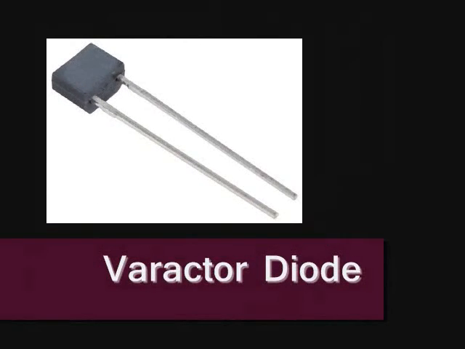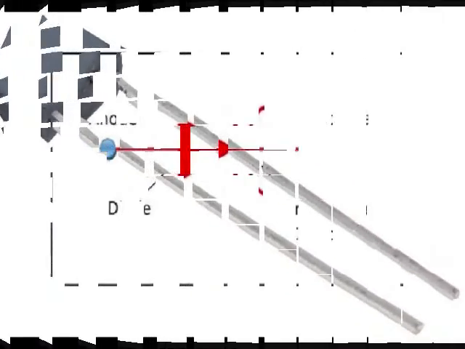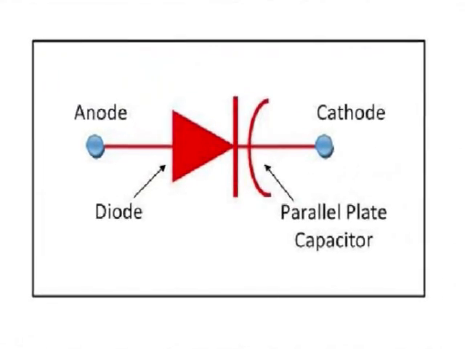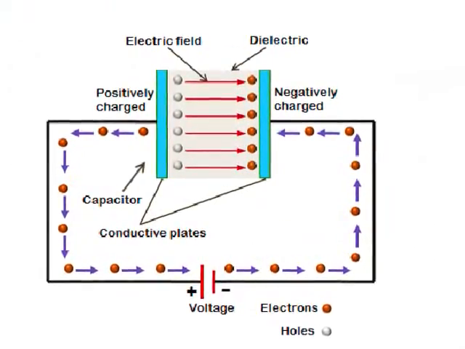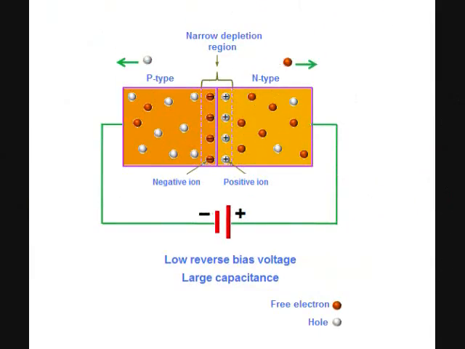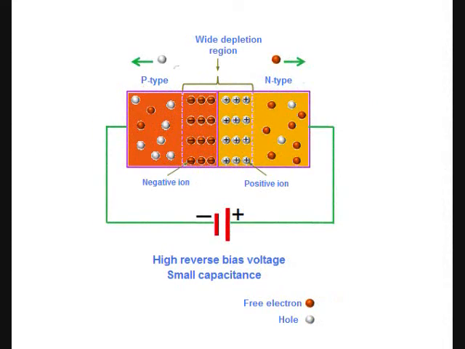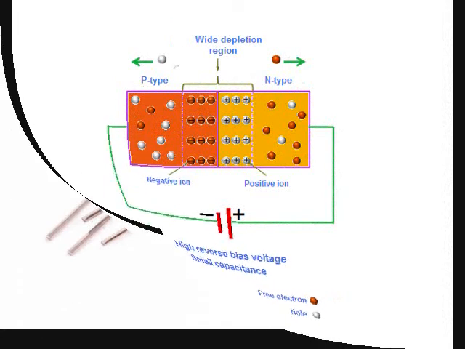Varactor Diode. The capacity of this capacitor is proportional to the value of the variable voltage, and for this reason, this diode is also called a variable capacitor. Varactors are used in tuning circuits and filters.